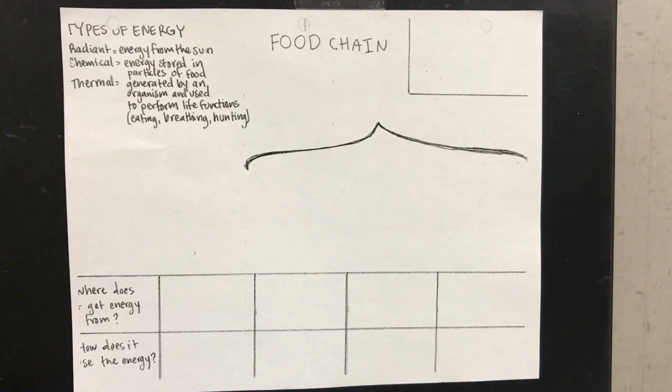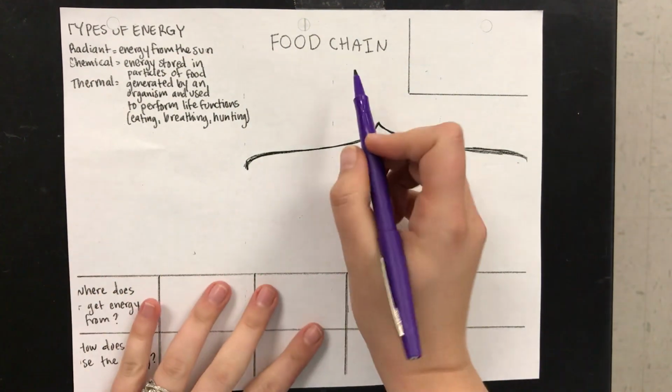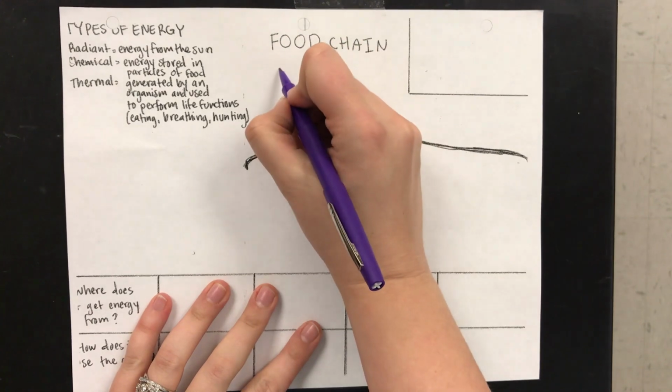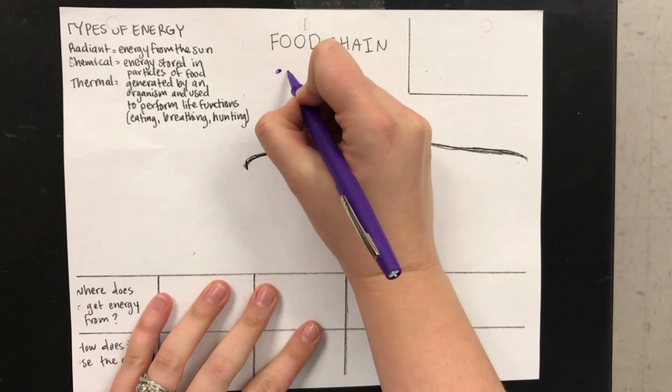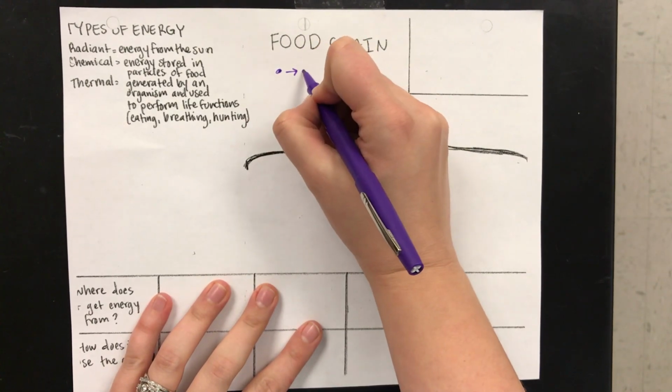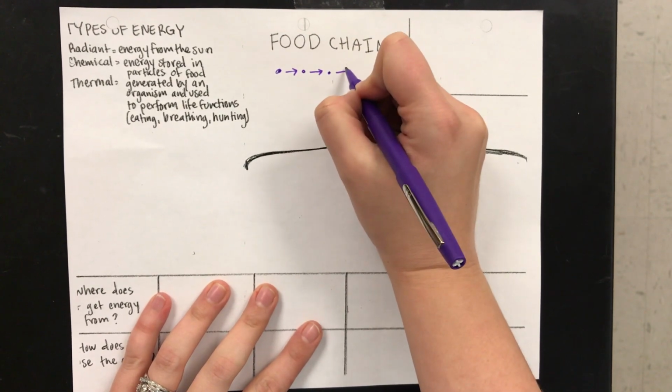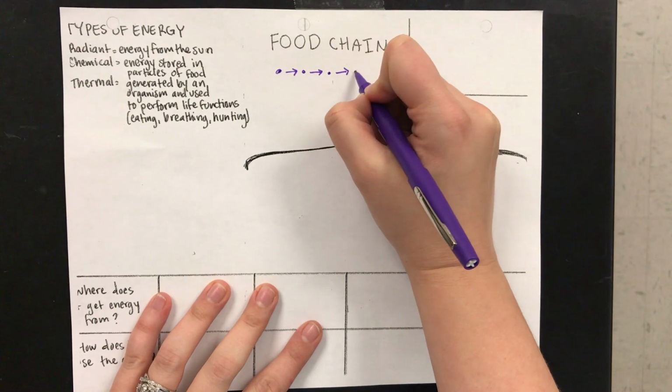All right, you guys, let's get into these flow of energy notes. To start off, we're going to talk about the difference between a food chain and a food web. For a food chain, go ahead and draw a dot with an arrow to a dot with an arrow to a dot with an arrow, and guess what? One more dot.